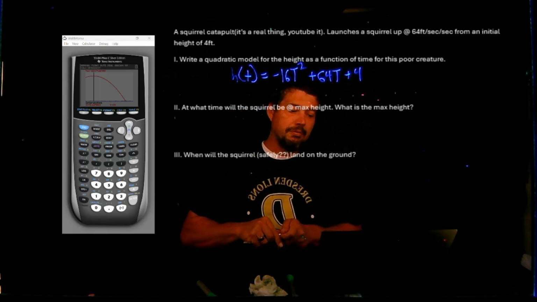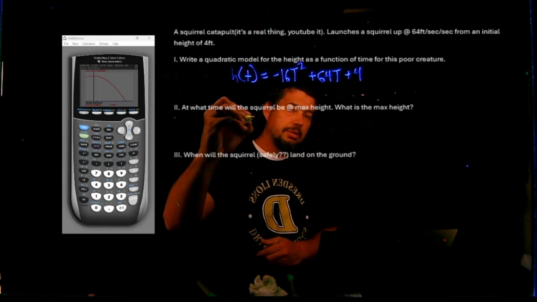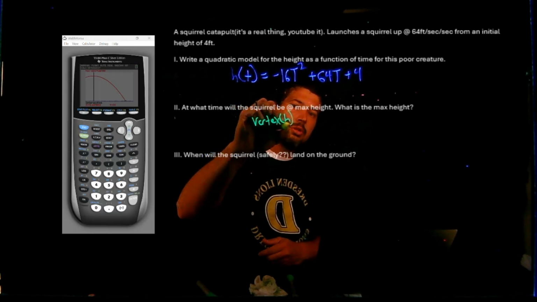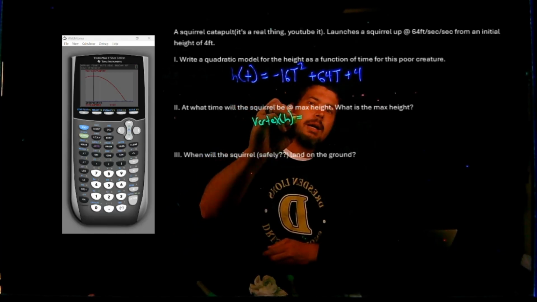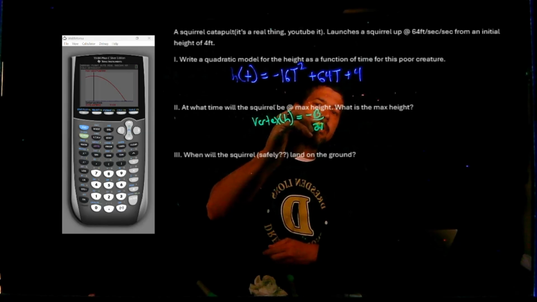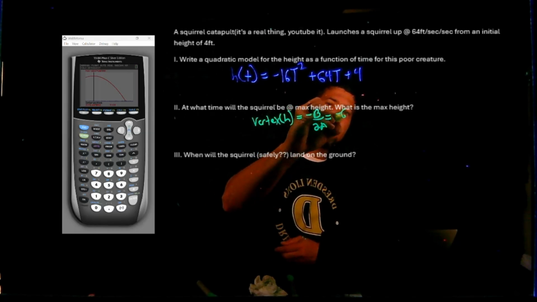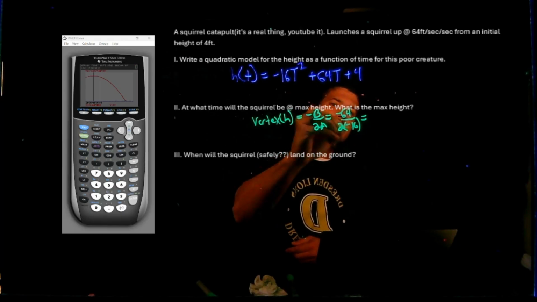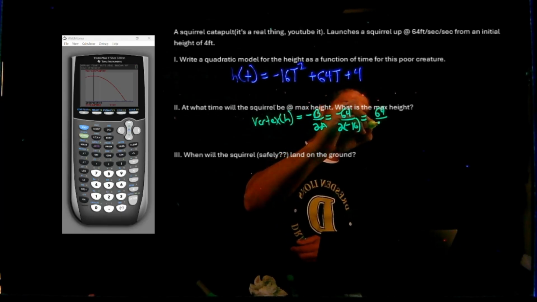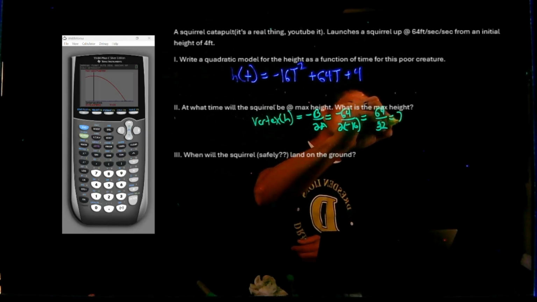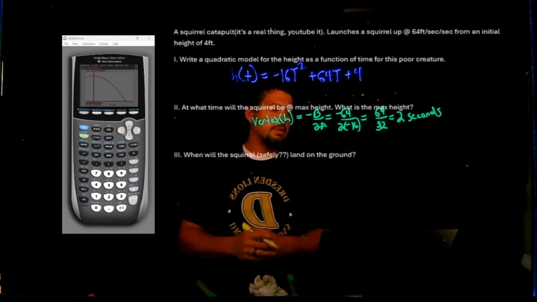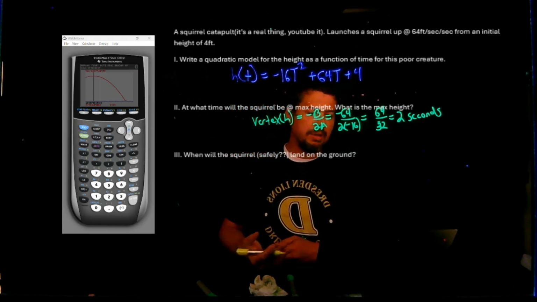At what time will the squirrel be at its maximum height? That happens at the vertex, which we call the letter h. Remember that? The vertex, the x-coordinate is h. All right. That's at opposite b over twice a. We can do this one by hand. That's a negative 64 over twice a negative 16. That's going to be a negative over negative, so it's a positive 64 over 32, which is 2 seconds, because this was not x, this was time. So in 2 seconds, it's at its maximum height.